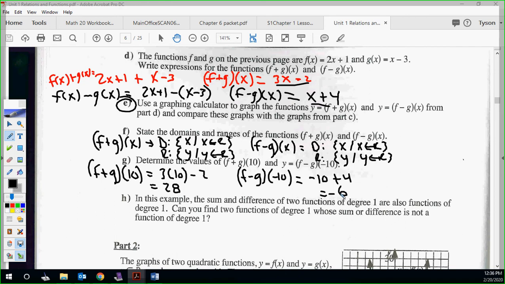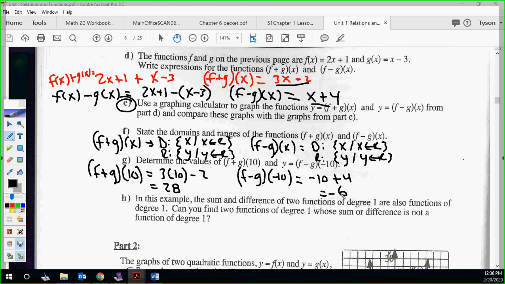All right. In this example, the sum and difference of two functions of degree 1 is also degree 1. Can you find two functions of degree 1 whose sum and difference is not a function of degree 1? This is food for thought, not crucial. But you can see that whenever you're adding lines together, you still get a line unless what could cause you not to get one? This is actually technically wrong, but I'll explain what they're trying to say.